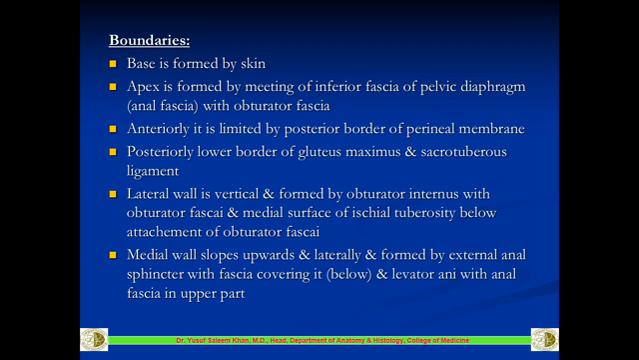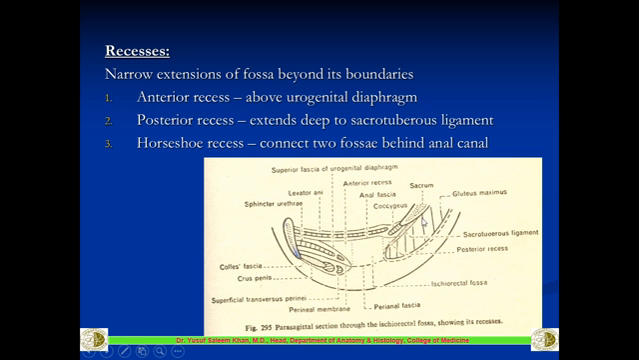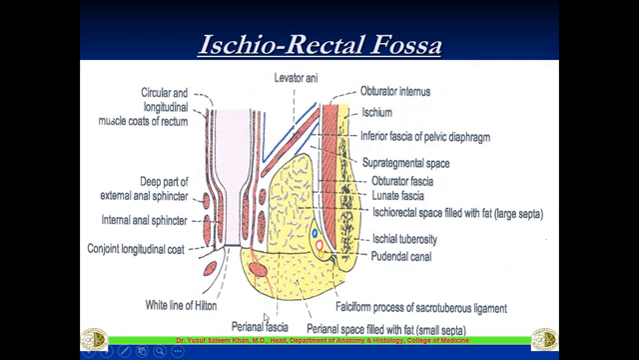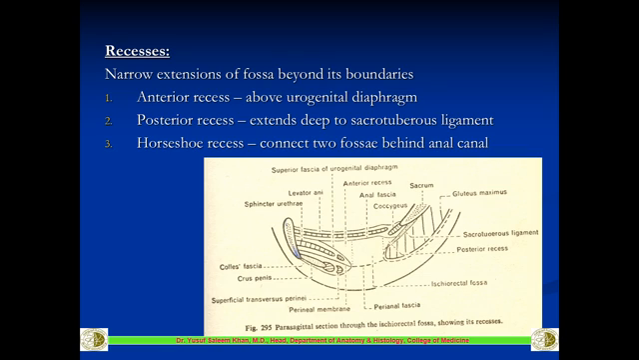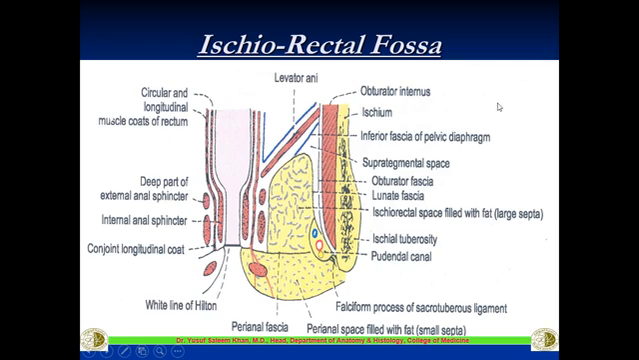So these are the boundaries of this fossa, which is called the ischiorectal fossa. We have seen it has a base here, an apex here, then the lateral boundary and the medial boundary, and the anterior and posterior boundaries also. All these are the boundaries of this ischiorectal fossa. This is the fossa which you can see from this view.